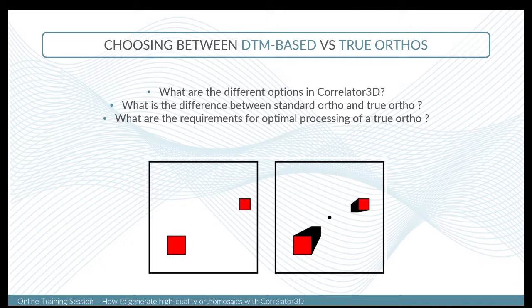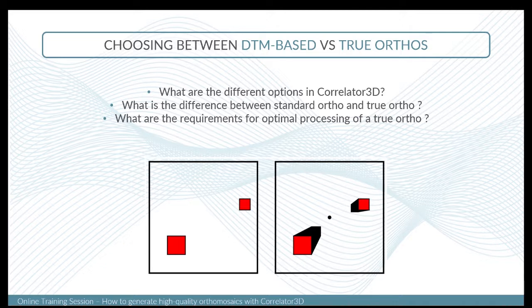So when it's time to do the orthorectification, you might want to choose between using a DTM, so a terrain model, or doing a true ortho, which would mean using a surface model, a DSM. And so what are the different options in Correlator3D? Well, you have both of these options in the software. So you can either do a DTM ortho or you can do a true ortho. Maybe in some other software you don't have that option. In Correlator3D, you can choose between one or the other.